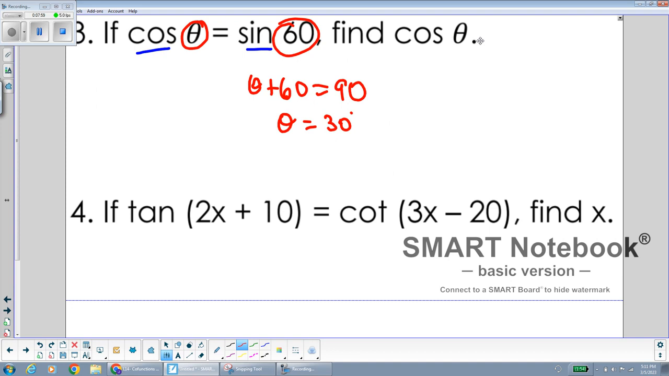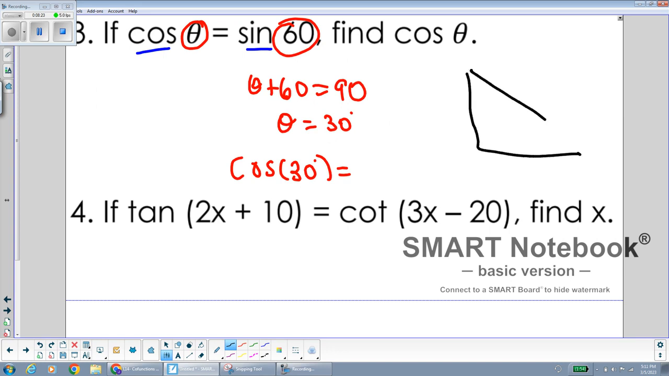And it asks for what cosine actually is. So cosine of the 30-degree angle would be, if I type it into my calculator, I get a really long decimal, 0.86666. But luckily, I know a right triangle that has a 30-degree angle. And that's our special right triangle, the 30, 60, 90 triangle.